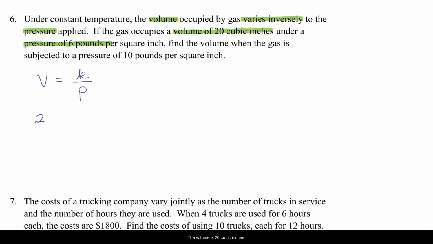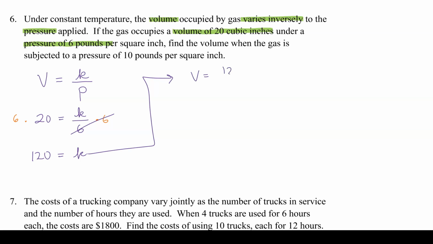The volume is 20 cubic inches. Pressure is 6 pounds per square inch. So we can plug those in. And K is being divided by 6. So to undo that division, we're going to multiply. And we multiply by 6. Our constant of variation is 120. And then we use that in the next iteration of our equation. So we go ahead and plug K in.